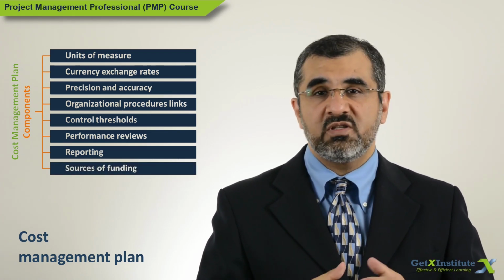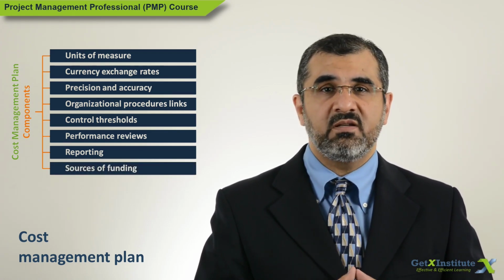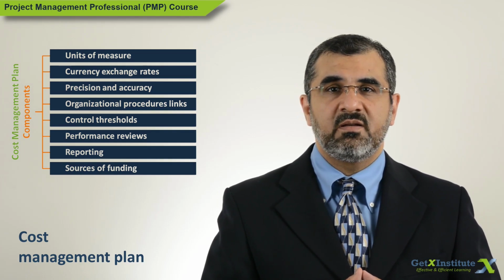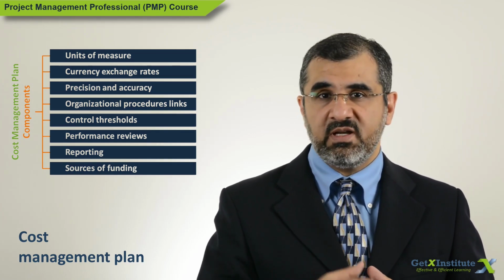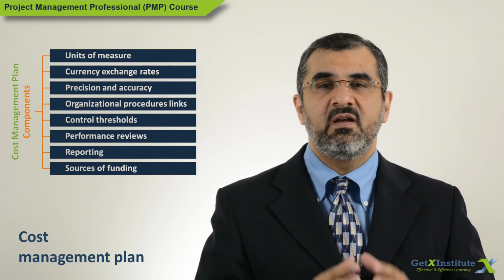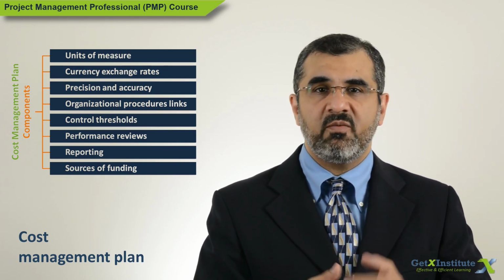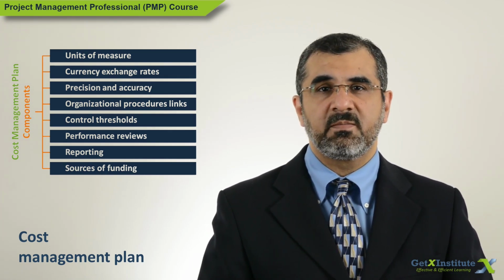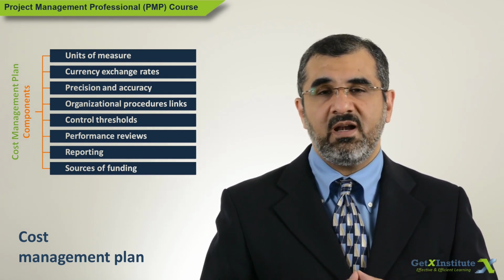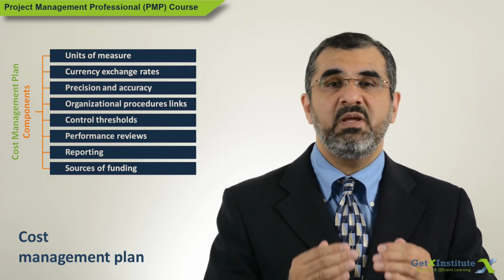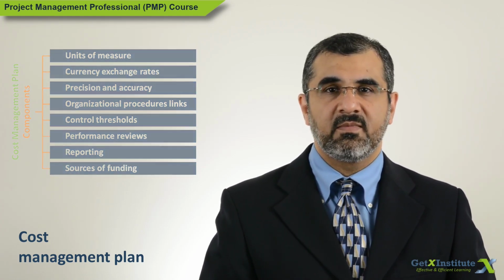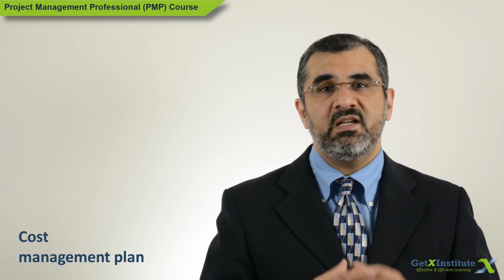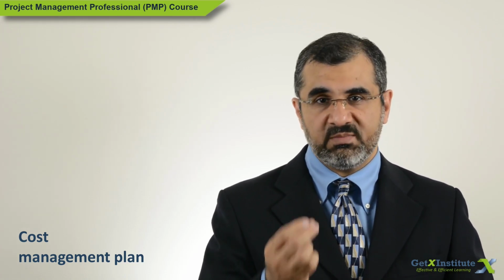Sources of funding can also be mentioned. But if there are multiple sources of funding, then it should be identified when funds will be sought from those various sources during the project execution. This can also be called how the cash flow will be maintained. So, these are the details found in the cost management plan.